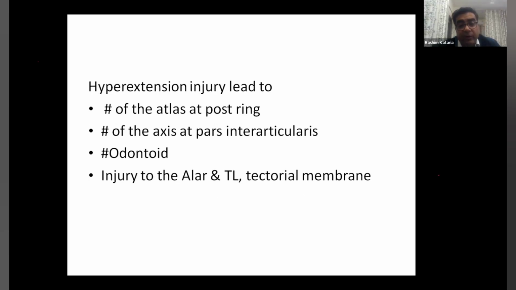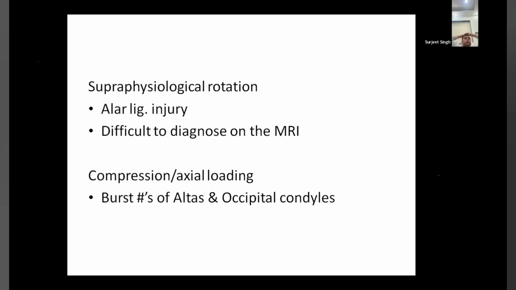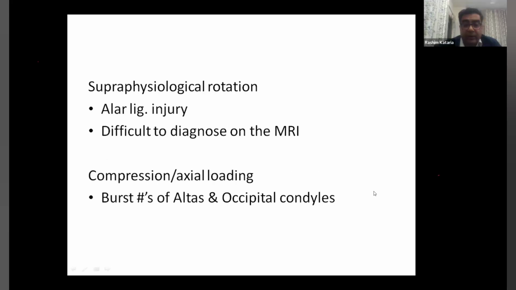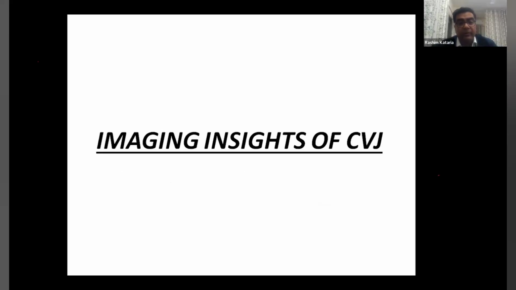Hyperextension injury leads to fracture of the posterior ring of the atlas, fracture of the axis at the pars interarticularis, and fracture of the odontoid. Supraphysiological rotation can lead to LR ligament injury, which is very difficult to diagnose on MRI. The transverse ligament injury you can still diagnose on MRI, but LR ligament injury is very difficult to diagnose. Compression and axial loading cause burst fracture of the atlas and occipital condyles.